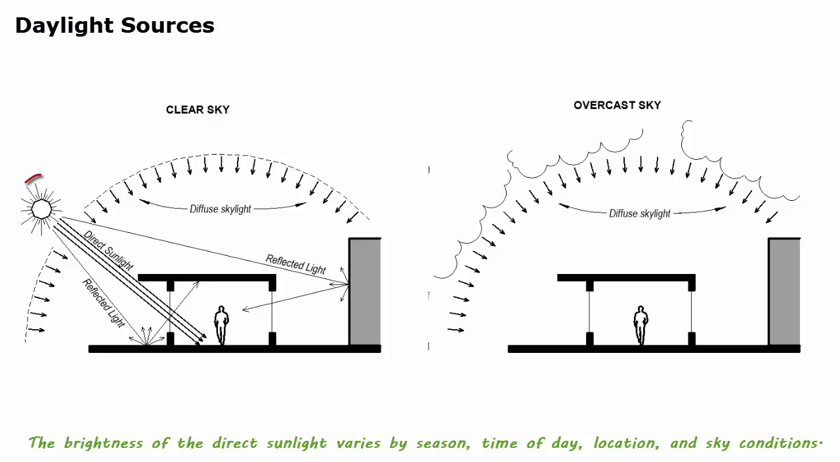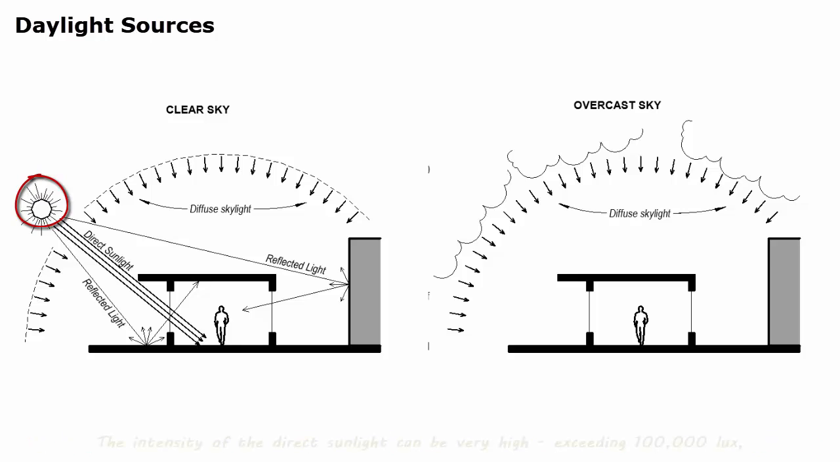The brightness of the direct sunlight varies by season, time of the day, location, and sky conditions. The intensity of the direct sunlight can be very high, exceeding 100,000 lux, or low when covered by clouds. The direction is also constantly changing.